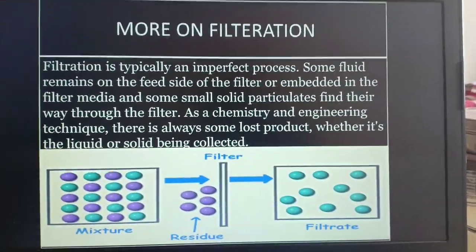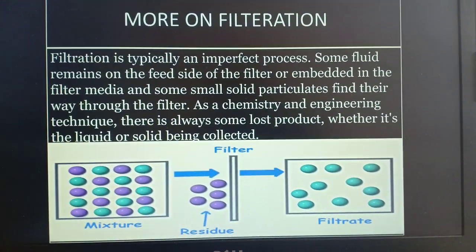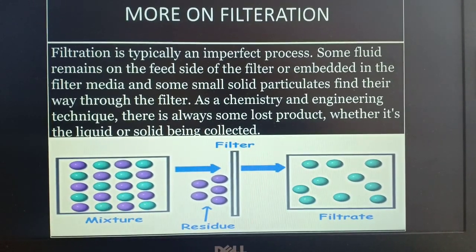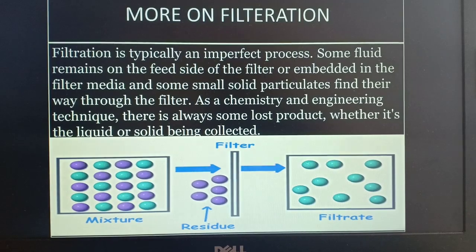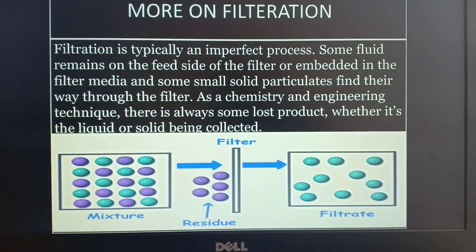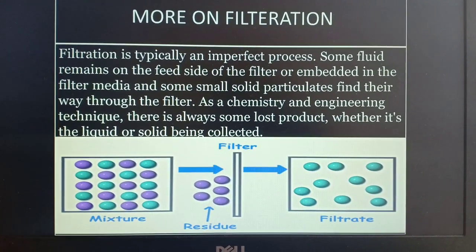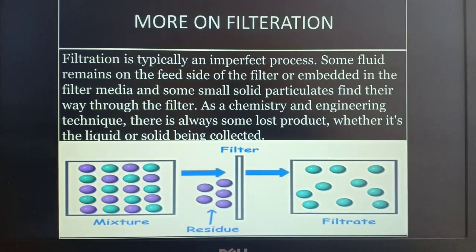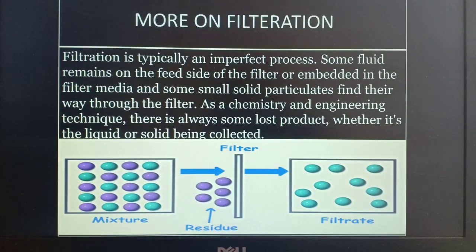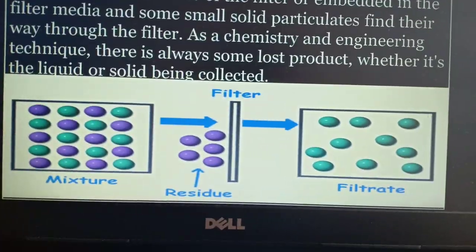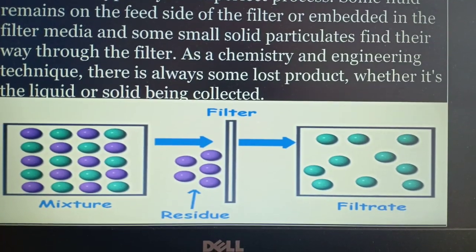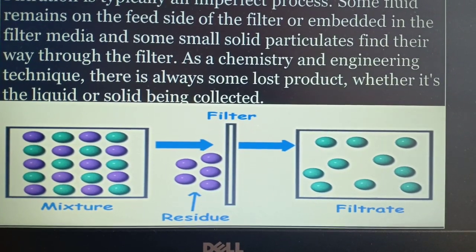More on filtration. Filtration is typically an imperfect process. Some fluid remains on the feed side of the filter or embedded in the filter media, and some small solid particulates find their way through the filter. As a chemistry and engineering technique, there is always some lost product, whether it's the liquid or the solid being collected. Here is a mixture which has to be bifurcated into two parts. First is the residue, second is the filtrate. This is bifurcated using a filter paper.